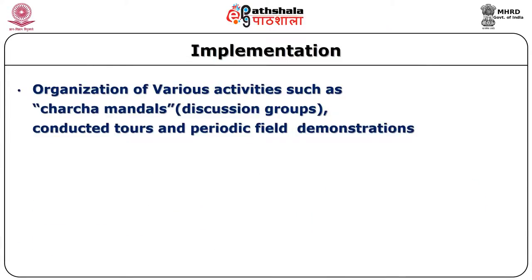The implementation also included organization of various activities such as Charcha Mandal, which is commonly known as discussion groups. Farmers used to come at various places and they used to discuss issues related to their farming. They used to exchange their ideas, what type of problems they faced, how they overcame them, and in case they have not overcome them, what should be done. All these issues were discussed in these discussion groups.